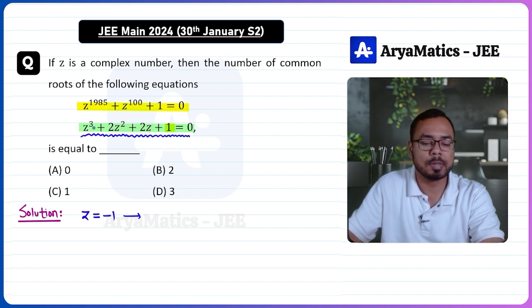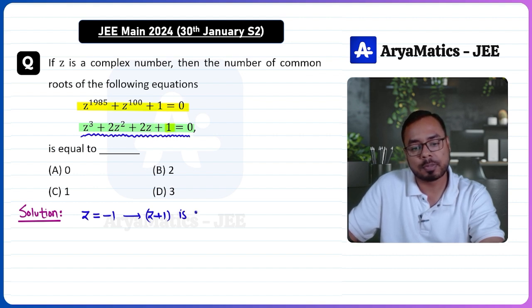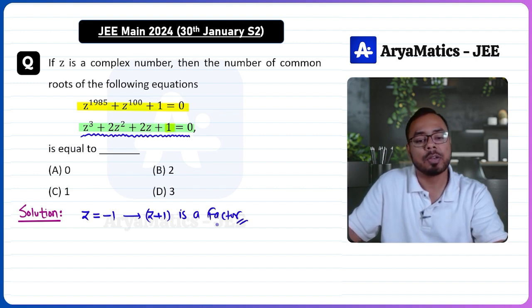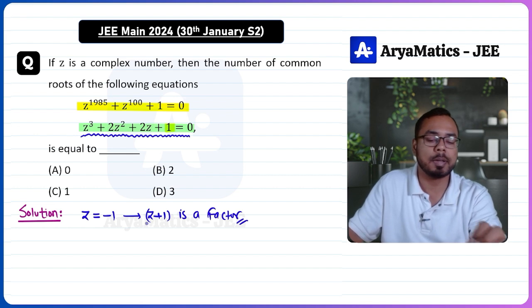In place of z, if we substitute -1, the first term will be -1 plus 2 minus 2 plus 1. So it will become 0. That means z equals -1 is a root of this cubic equation. And if z = -1 is a root, this will imply that z plus 1 is a factor of this cubic. Right? For a cubic, we can have three linear factors. One of the linear factors will be z plus 1.